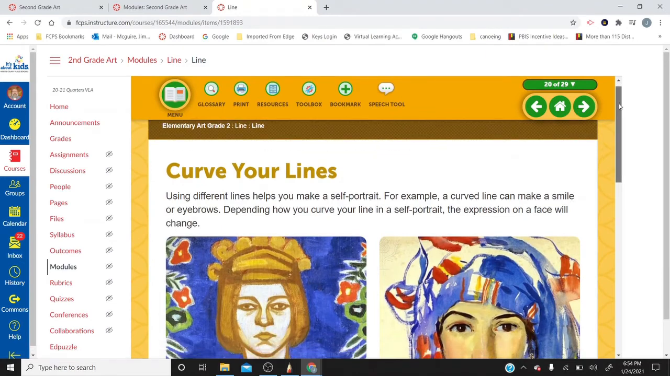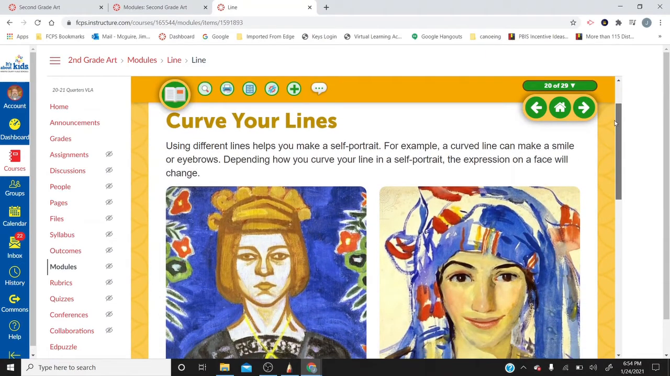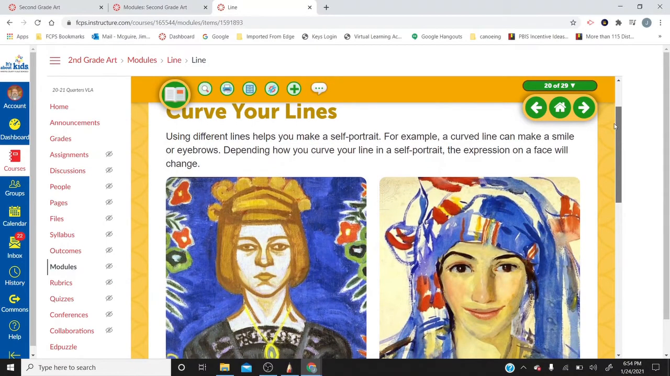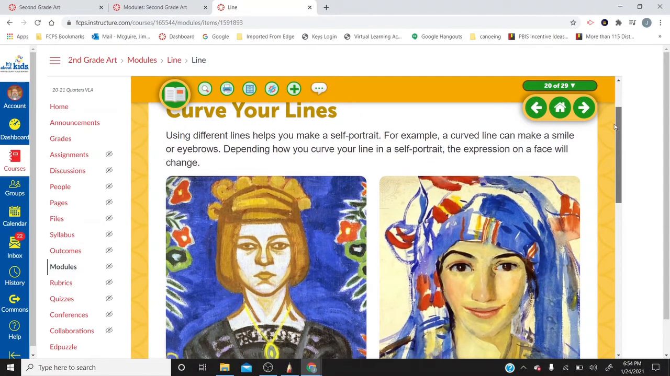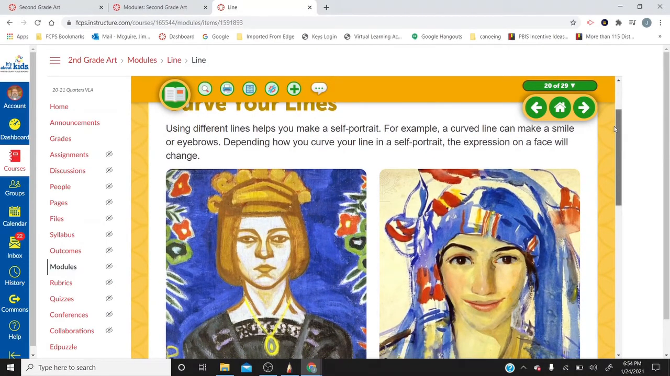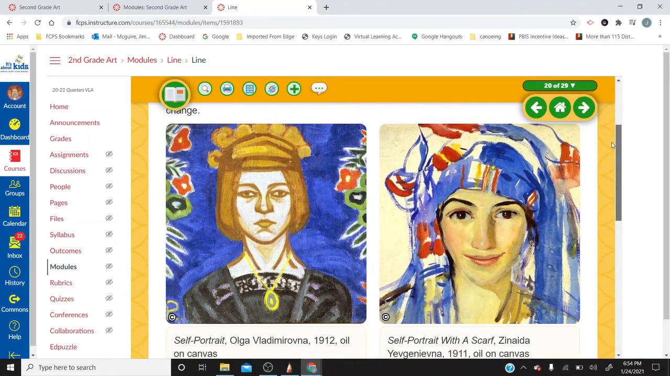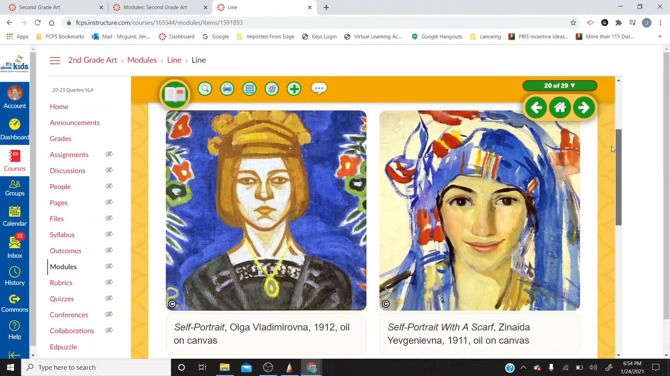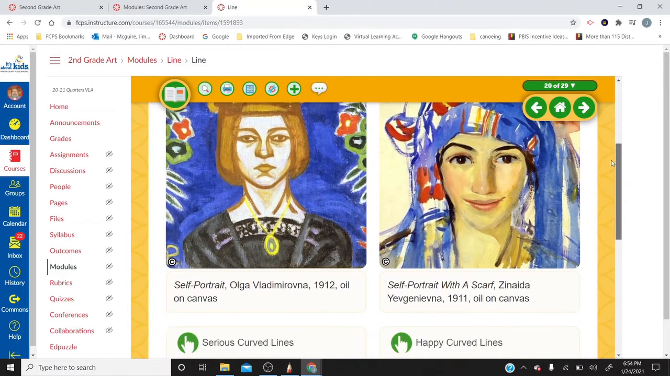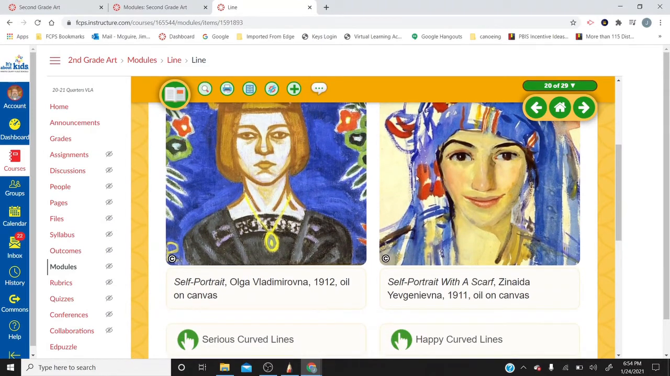Curve your lines. Using different lines helps you make a self-portrait. For example, a curved line can make a smile or eyebrows. Depending on how you curve your line in a self-portrait, the expression on a face will change. You can see the differences. This is definitely not a happy.